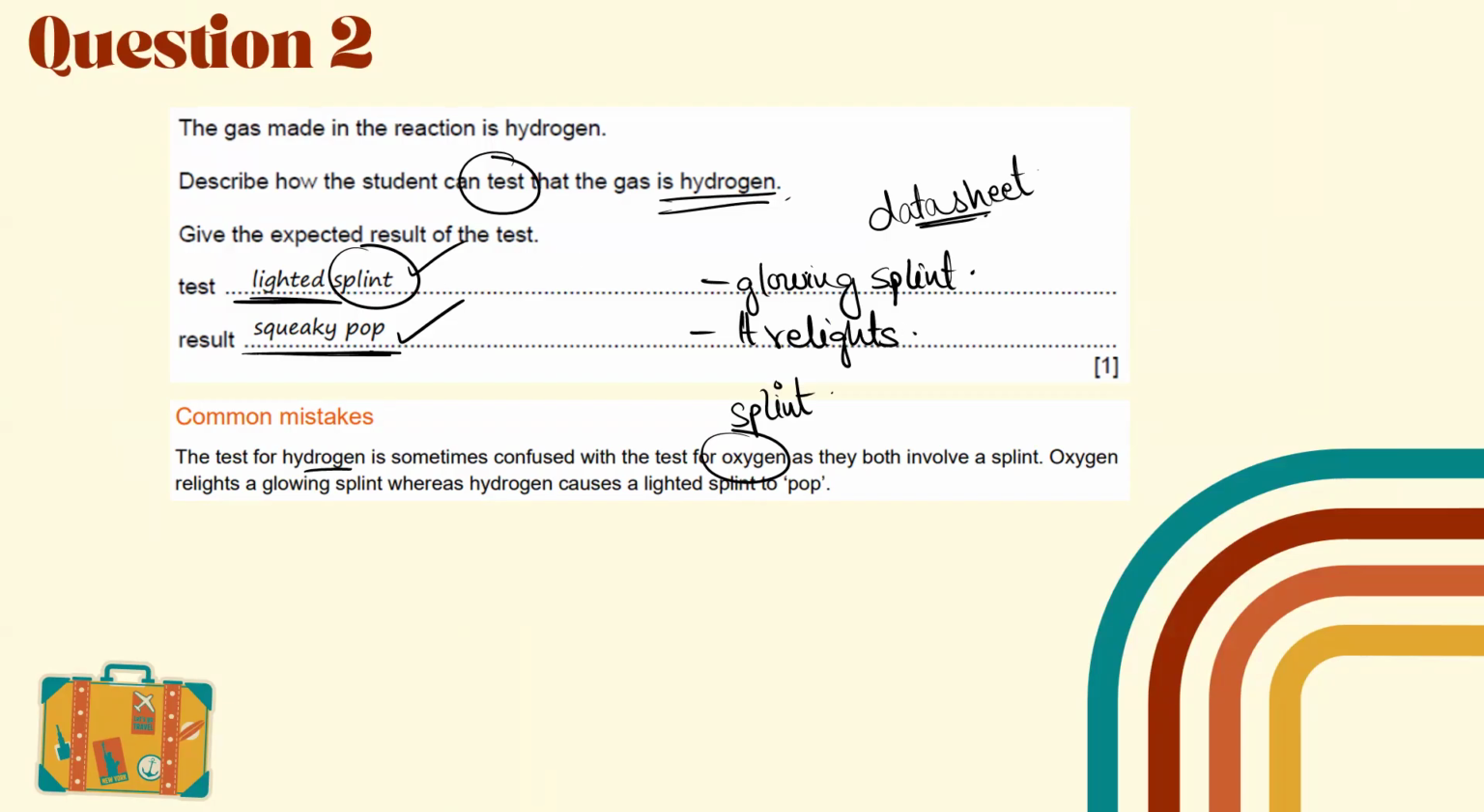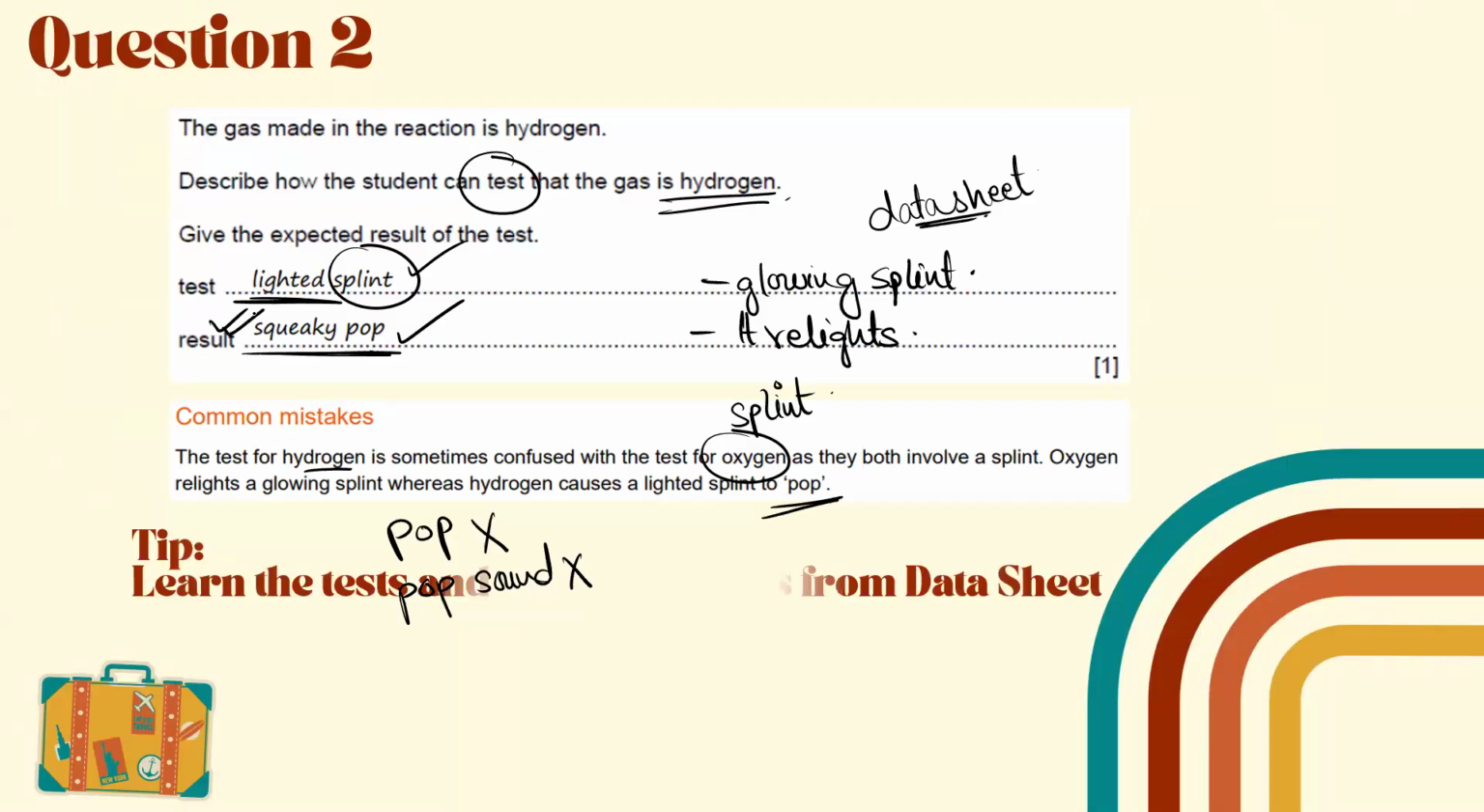Can you see the difference between the two? Both of them are splint tests, but the difference is in the words, as you can see. Don't write just pop for hydrogen, or you will not get the mark. If you write pop sound, again, you will not get the mark. You have to write the full squeaky pop. The tip is to learn the tests and results of gases from the data sheet.